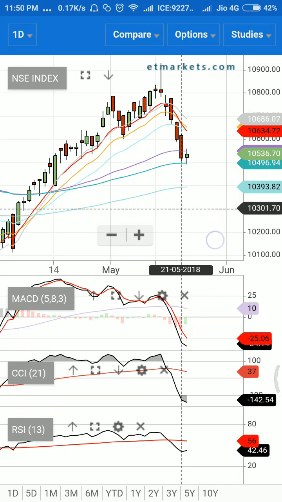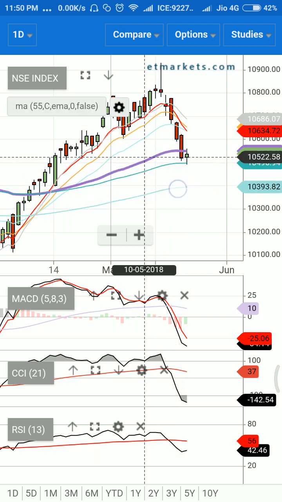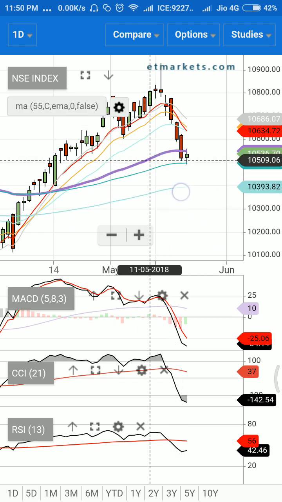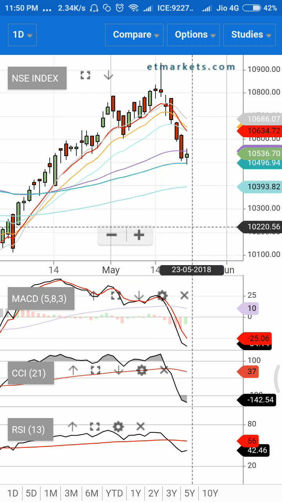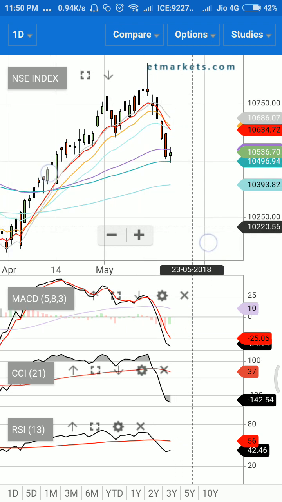So as I suggested in my previous video, the market is now stuck between two broad moving averages, which are the 55 and 89 days exponential moving averages. Till the time the market does not break either on the upside or downside from these two moving averages, we are not going to see any decisive movement in the market. I have clearly mentioned that in my previous video.